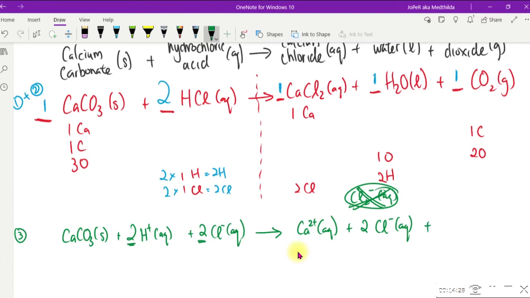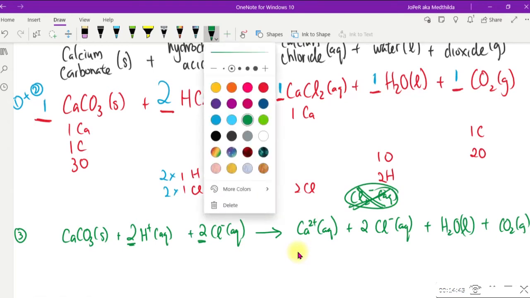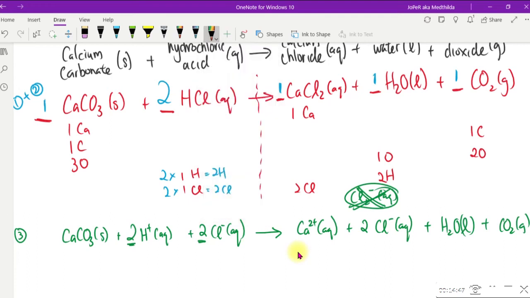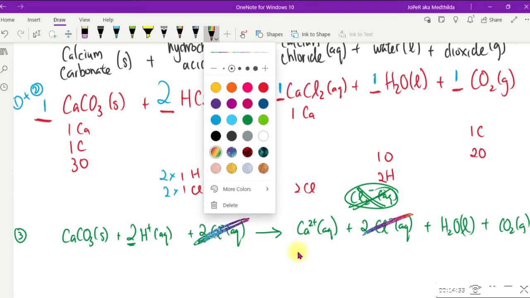Next one, H2O liquid. Liquid I can't split up, so I'll just put H2O liquid here. Carbon dioxide gas, so CO2 gaseous state. Now, once I've reached this step, the next part is really just to cancel out the spectator ions. So let's use my multicolor again. So the only one I can cancel out is the chloride ions.